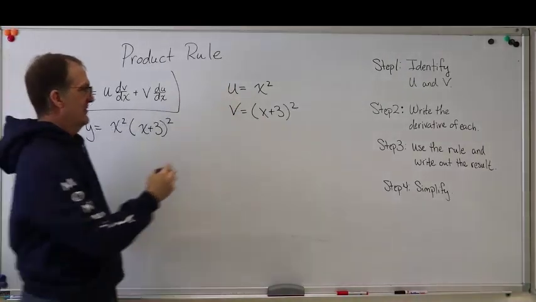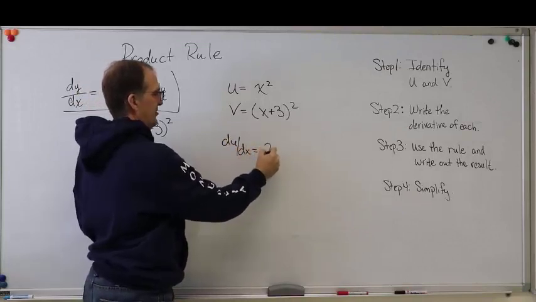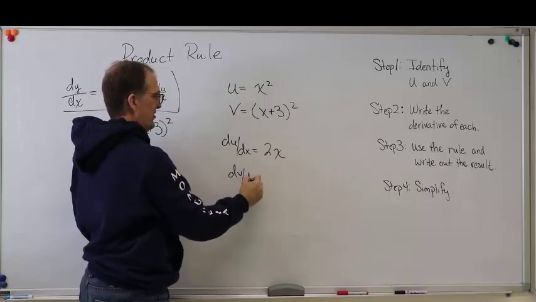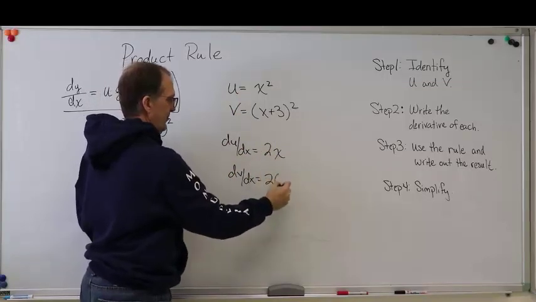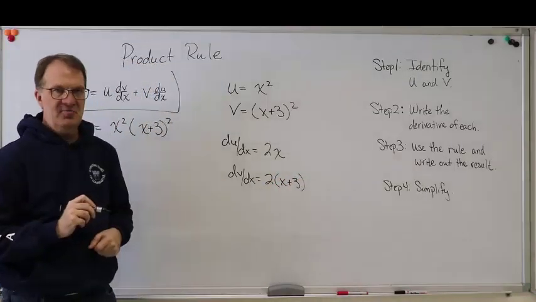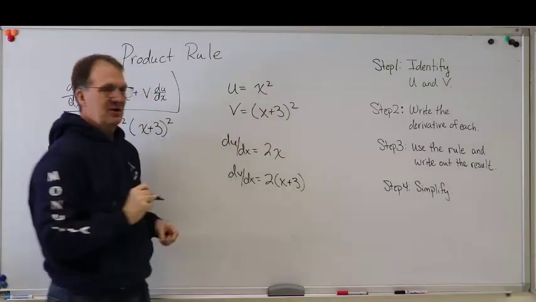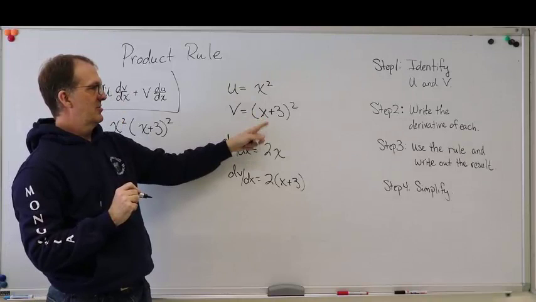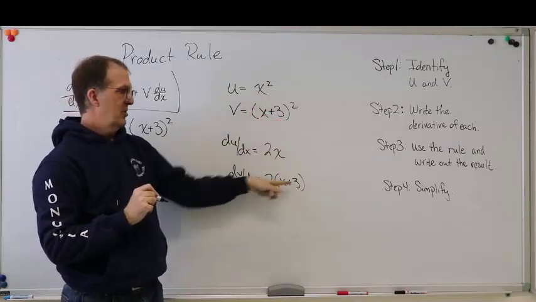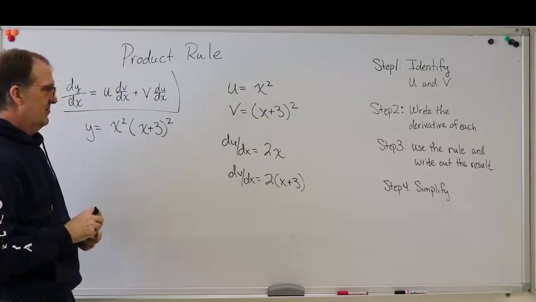Step 2, write the derivative for each. So du/dx is 2x, and dv/dx is 2 times (x + 3). Now some of you may recognize that this looks like a chain rule, and the chain rule would say what's the derivative of the inside, which is simply 1. And so really I'm just multiplying that by 1, so I'll leave it there for the moment.